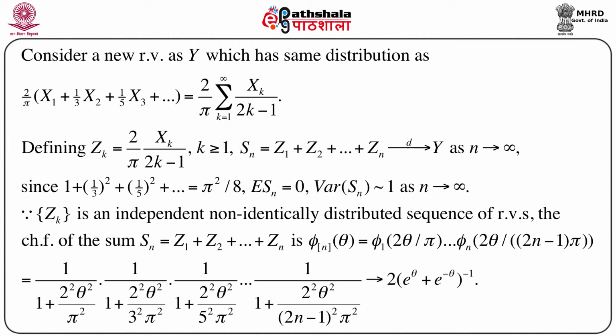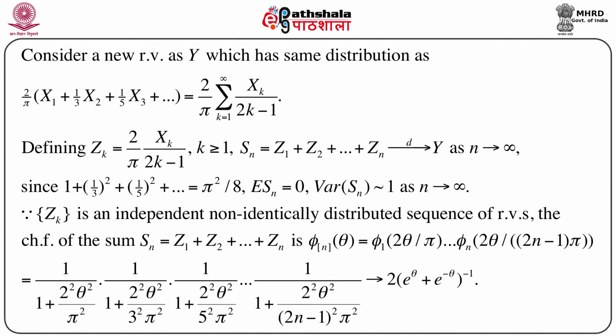But remember, this holds because 1 plus 1/3² plus 1/5², up to infinity, is an infinite series which equals π²/8, and the expectation of Sn equals 0, and the variance of Sn approaches 1 as n goes to infinity. Now, we have also assumed that the Xk are IID random variables. So remember, although the Xk's are IID, the Zk's are independent but not identically distributed random variables.